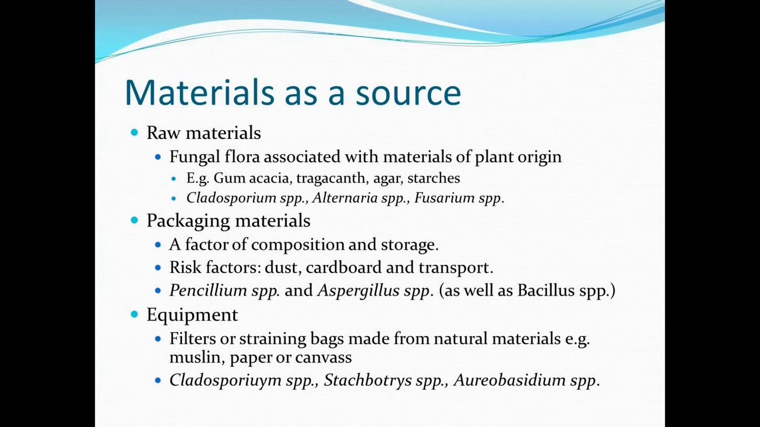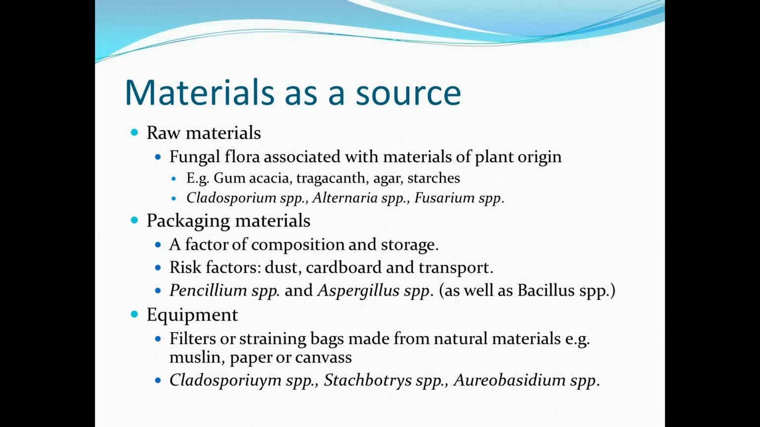With equipment, there are filters or straining bags made from natural material, such as paper, canvas, and so on. Another problem is that if a cellulosic material is used, then fungi can utilise the cellulose and impair the fibres. There have been cases of cellulosic bags or wrapping literally rotting away because of fungal contamination. And the primary species of concern here is Cladosporium.